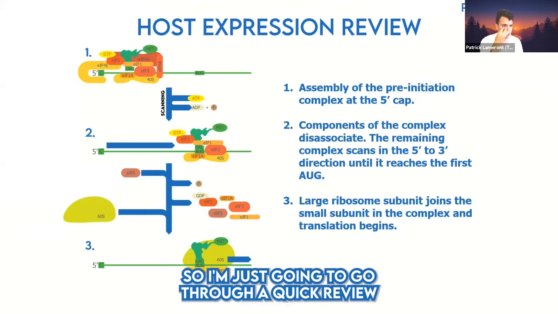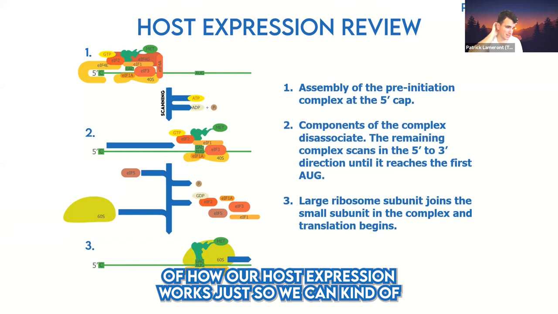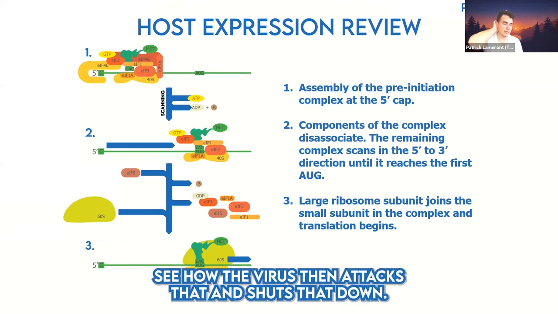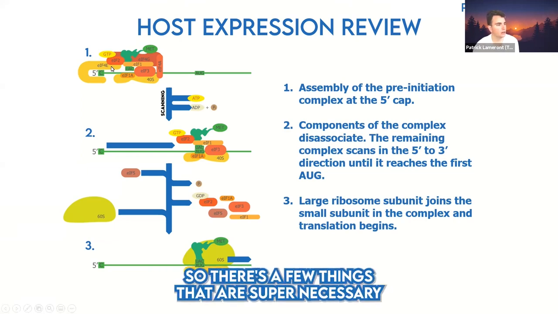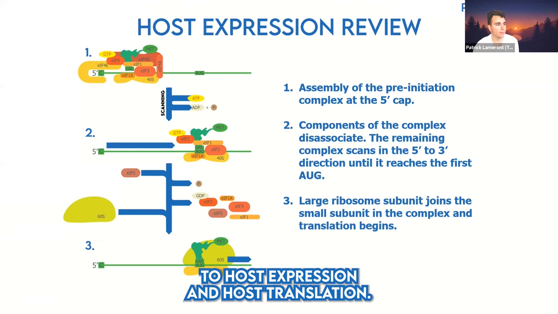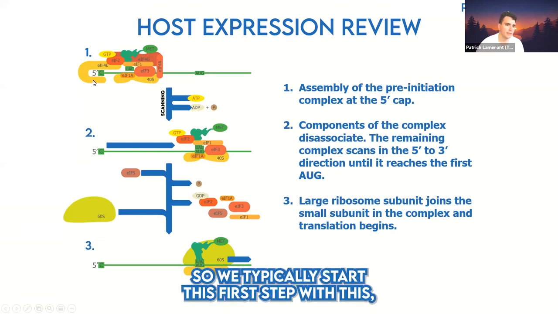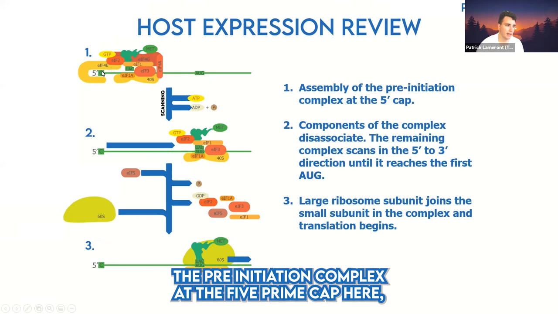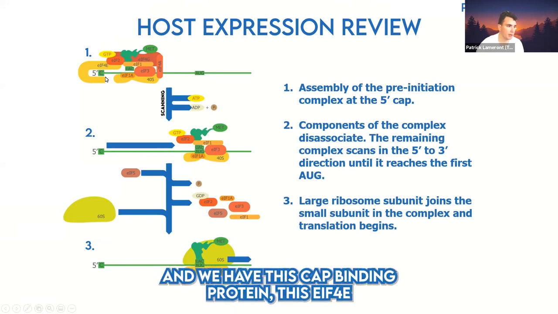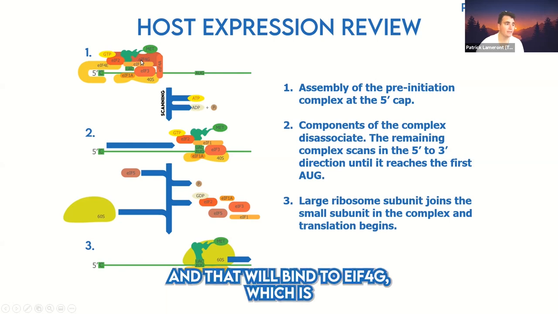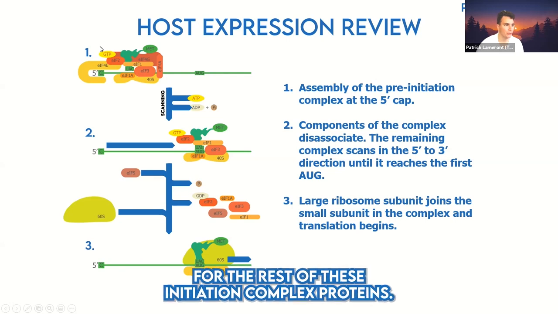So I'm just going to go through a quick review of how our host expression works, so we can see how the virus then attacks that and shuts that system down. There are a few things that are super necessary to host expression and host translation. We typically start the first step with the pre-initiation complex at the 5' cap. We have this cap binding protein, eIF4E, and that will bind to eIF4G, which is almost like a scaffold for the rest of these initiation complex proteins.